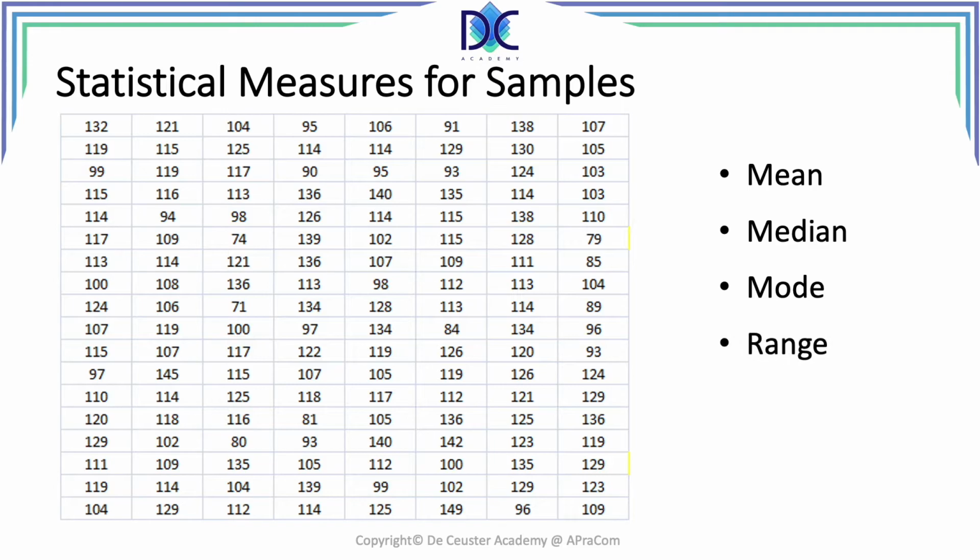It's the maximum, or the difference between the maximum and the minimum value. We have the standard deviation, and we can calculate the variance. So all these things are characteristic for the measurements that we have done.